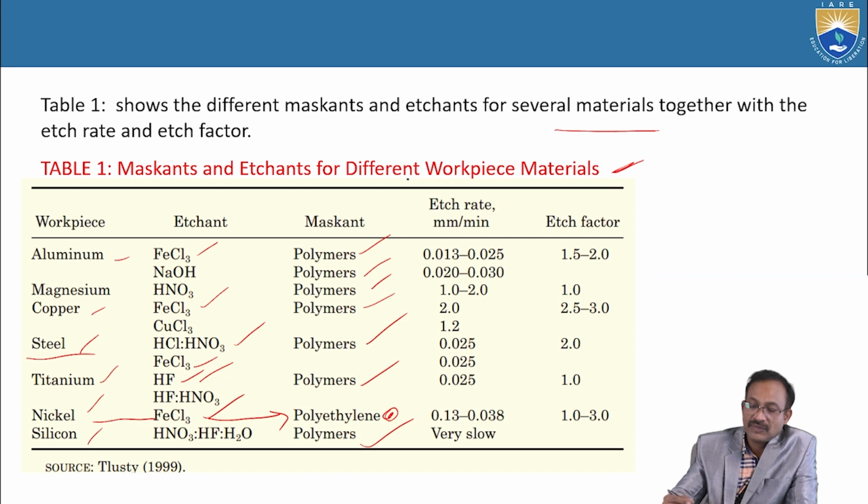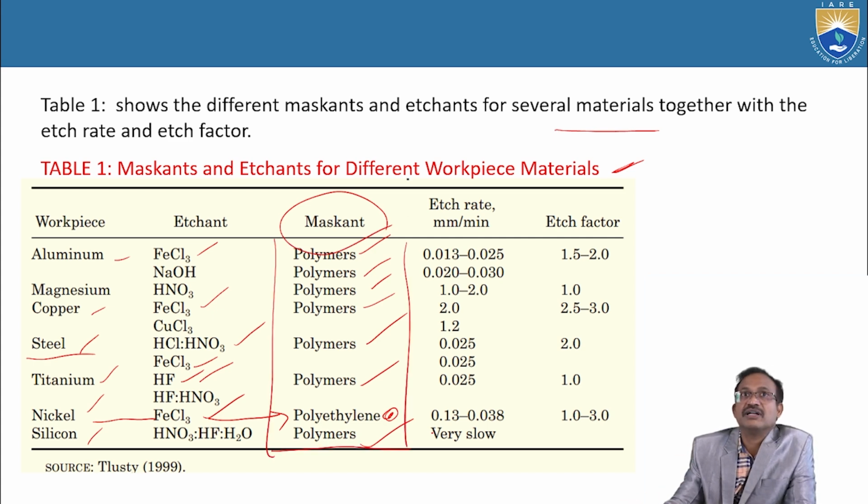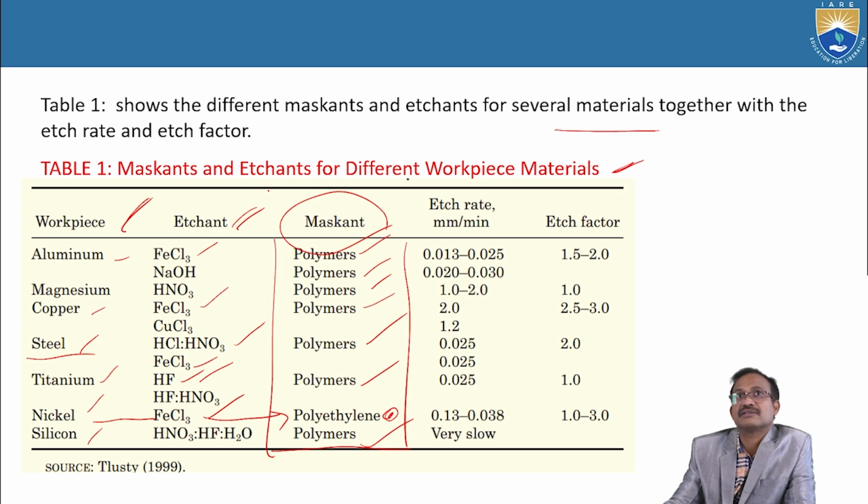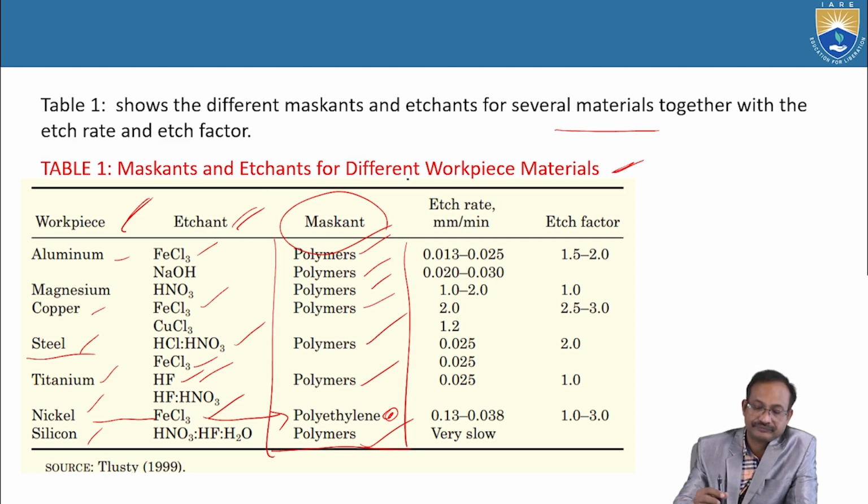Now the etch rate. We can discuss all these etch rates and the etch factor when we discuss the next item. So far we are focusing on the maskant. Here we have different maskant materials for the various workpiece materials and etchant materials.